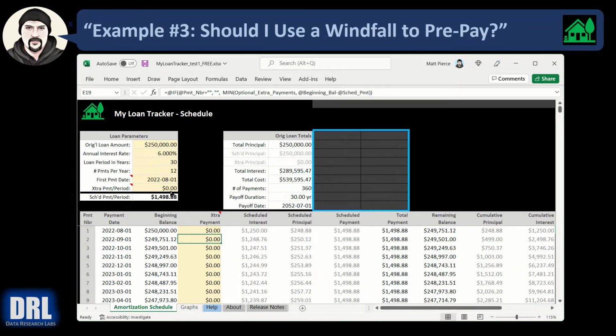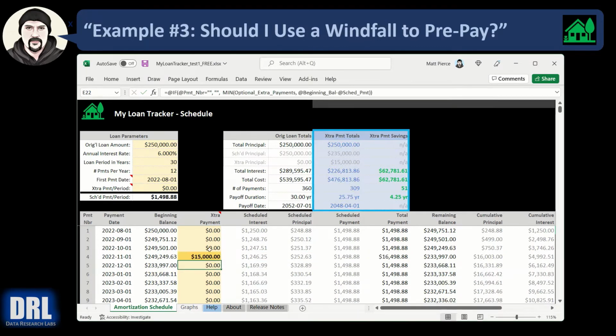Now let's also go model our month number 4 example where you got an inheritance of $15,000. Let's put that in here and see what happens. So that $15,000 saves 4.25 years, 51 months, and almost $63,000 in interest.